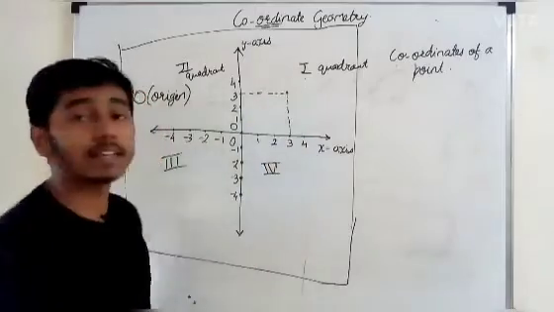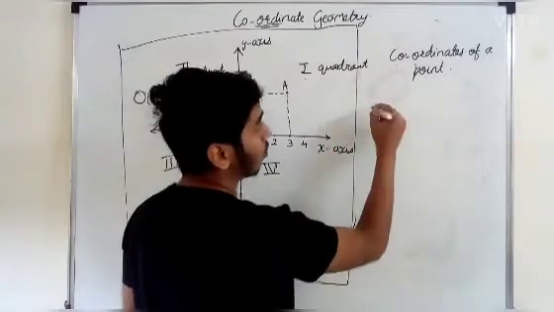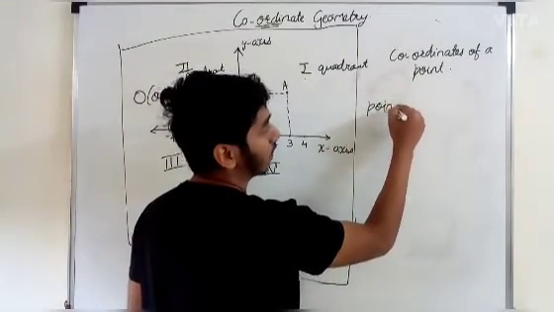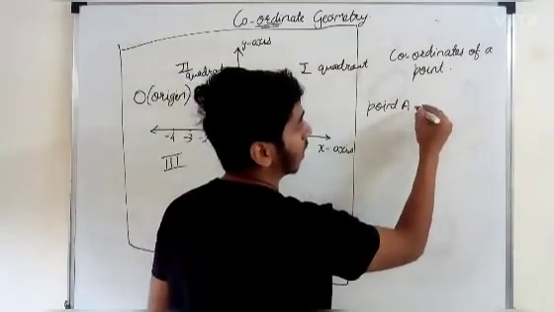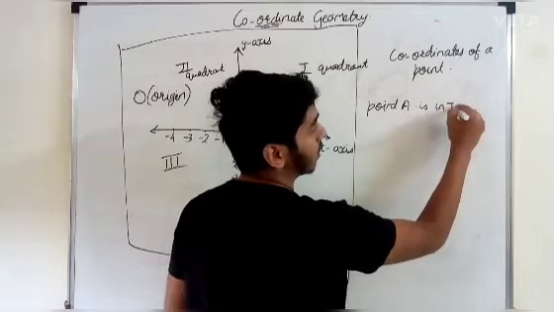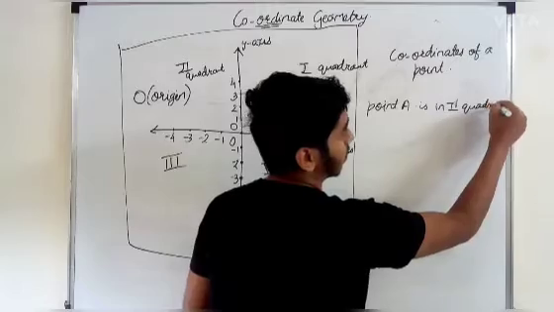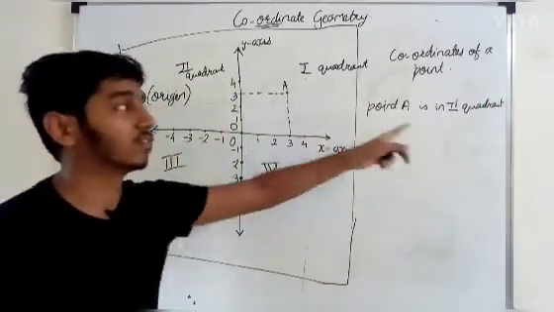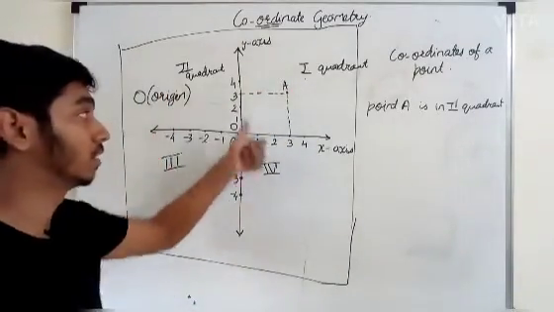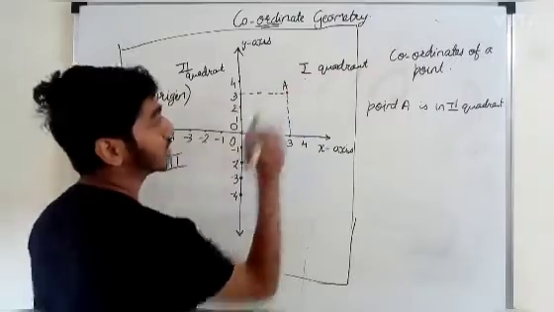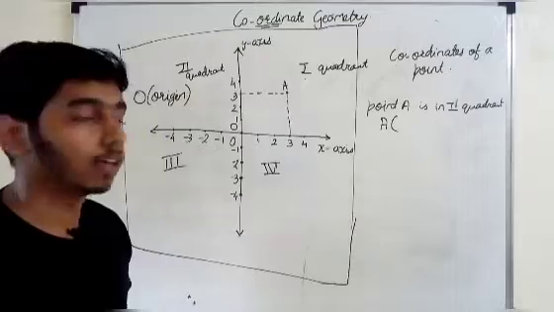So this point, first of all, let's name this as A. If we want to talk about point A, what can we say about point A? We can say that point A is in the first quadrant, yes or no? From the figure itself, or you can say from the graph itself, we can say A is in the first quadrant. And what is the coordinate of this?